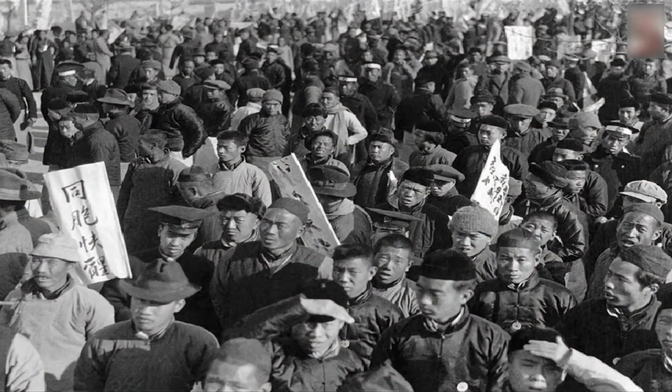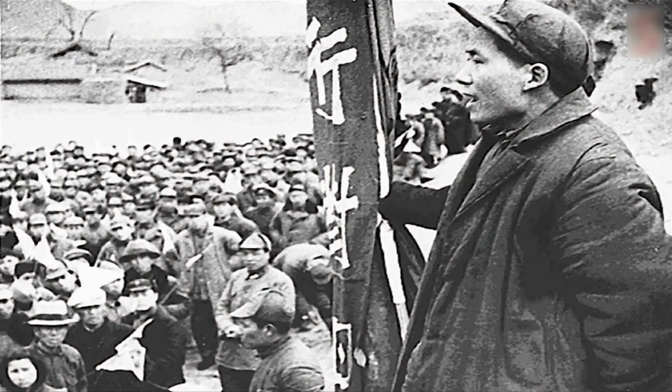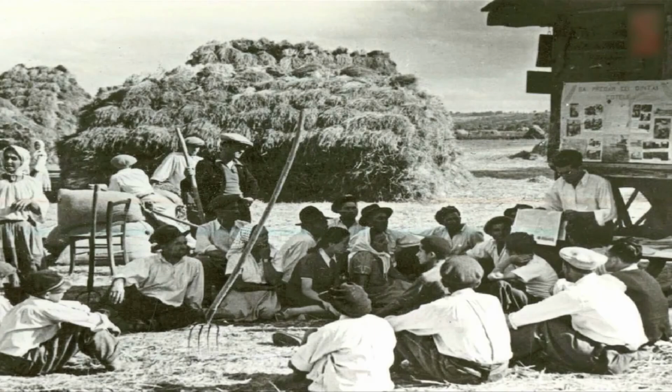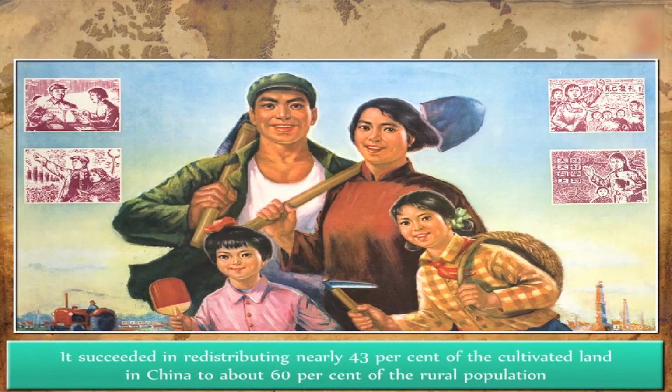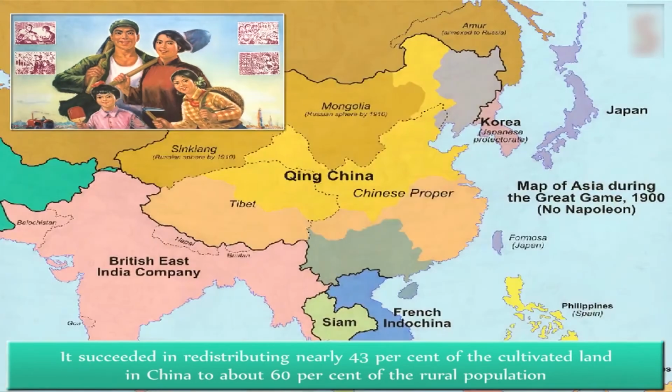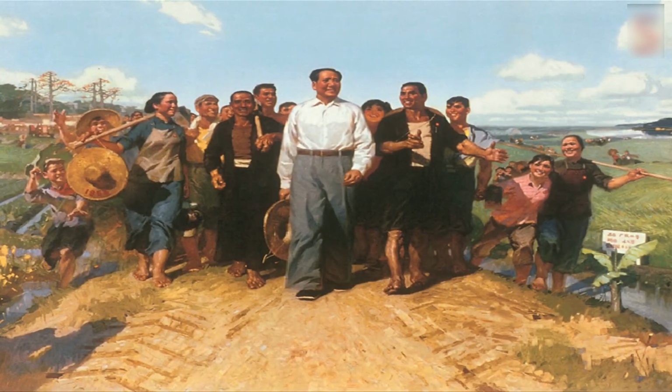As a result of these measures, the landlords were subjected to public humiliation, while the trials resulted in the execution of landlords to a large extent, nearly 10 to 20 lakh individuals. When we look at the success of the land reform program, it succeeded in redistributing nearly 43% of the cultivated land in China to about 60% of the rural population. As a result, the poor peasants were able to significantly increase their holdings.